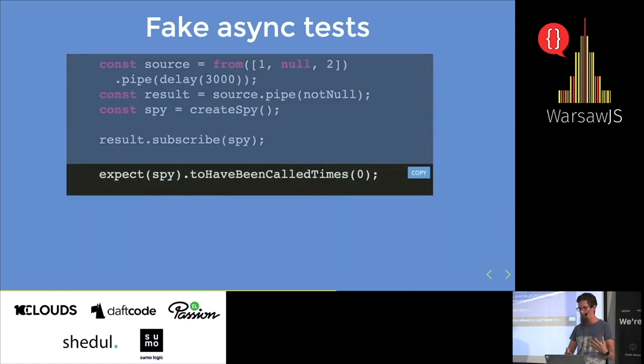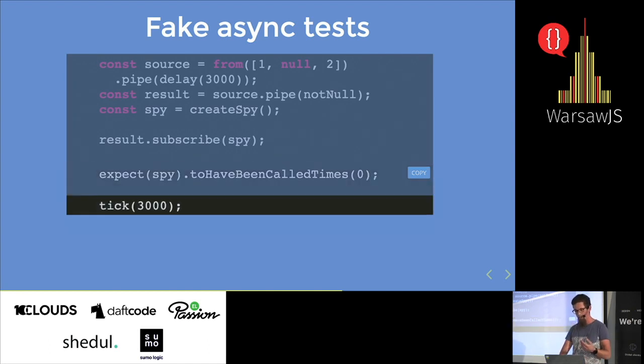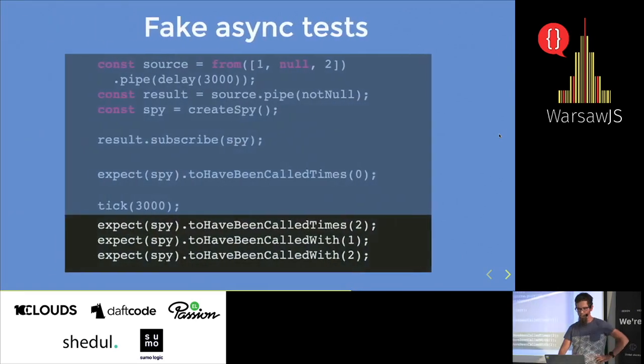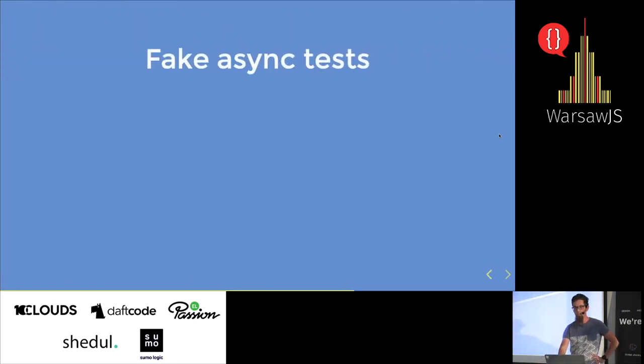At first, we expect it to not have been called because it's delayed. But after 3,000 milliseconds, which we pass with the tick function, we expect it to be called twice and with the values provided. So again, it passes. And the benefit of fake async tests is that they are synchronous.